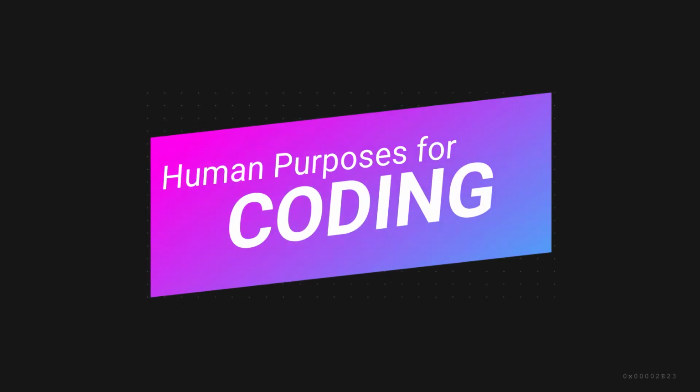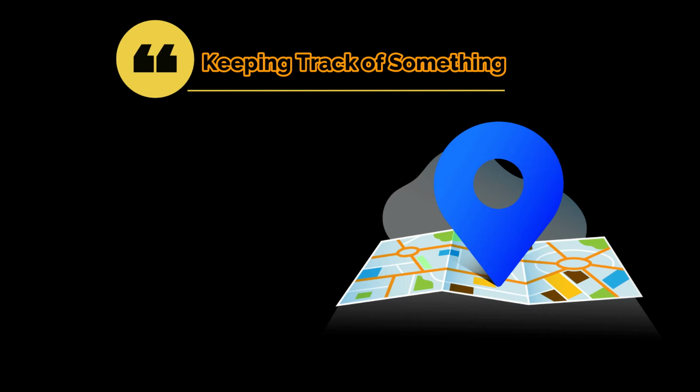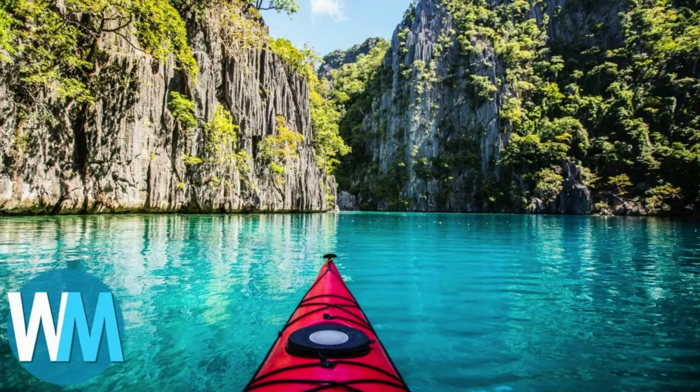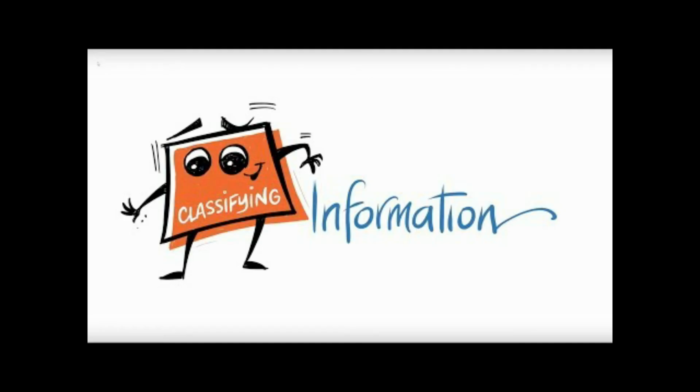So what are the purposes of coding? First is keeping track of something. Sometimes we want to merely identify a person, place, or thing just to keep track of it. Second, classifying information. Classification affords the ability to distinguish among classes of items.